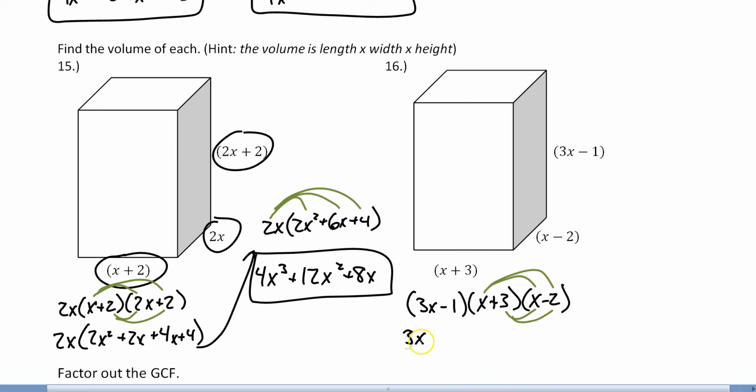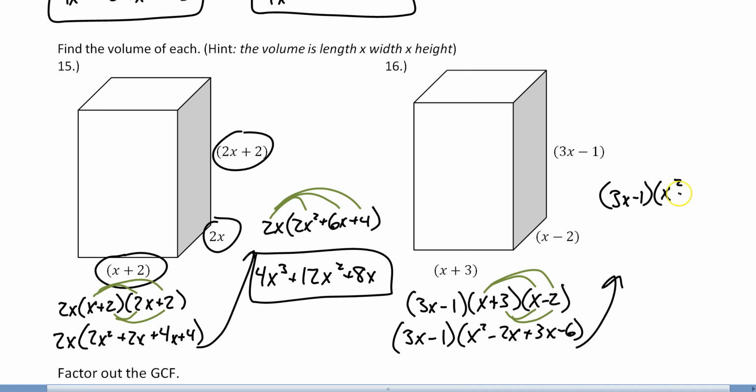The 3x is just tagging along for the ride for a second. But here I distribute the x, that's an x squared minus 2x. When I distribute the 3, that's a 3x minus 6. And now as I combine like terms, with the 3x minus 1 just tagging along for the ride, that's going to be an x squared plus x minus 6.